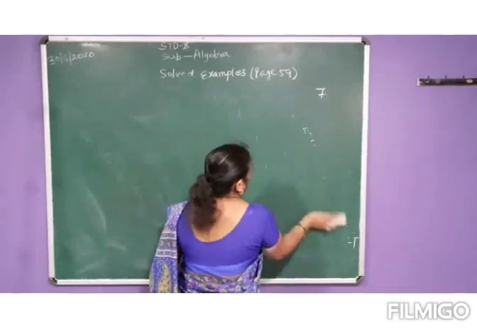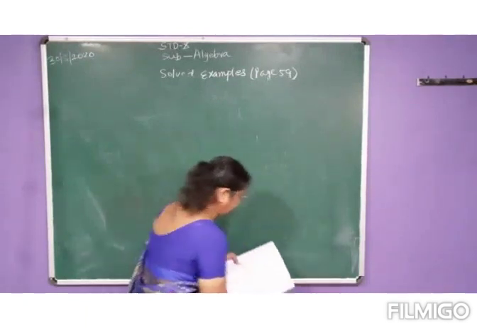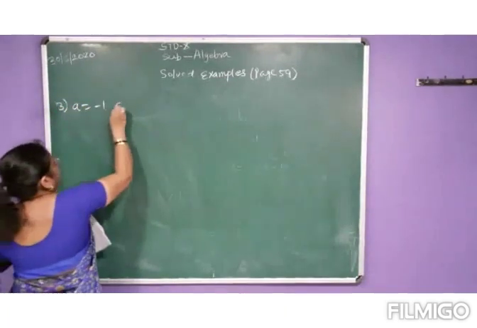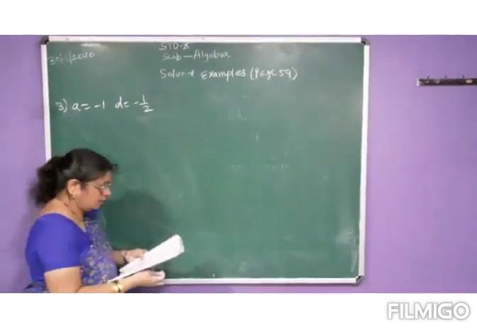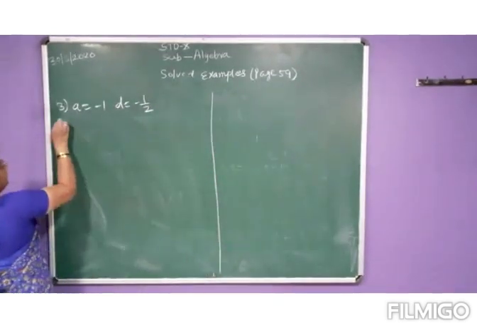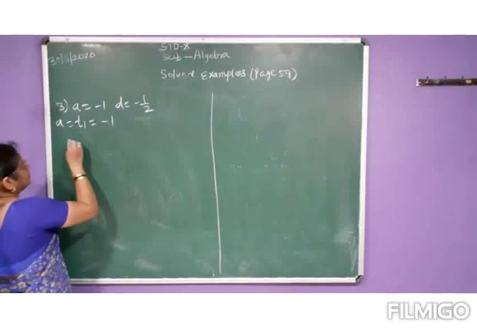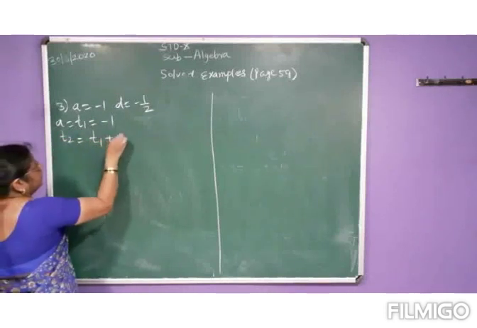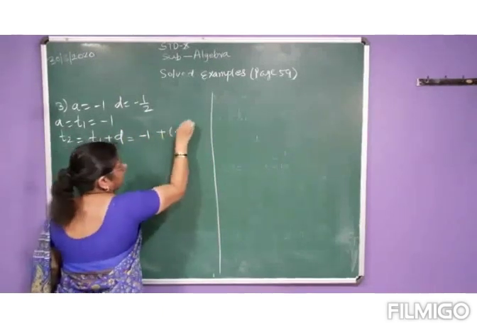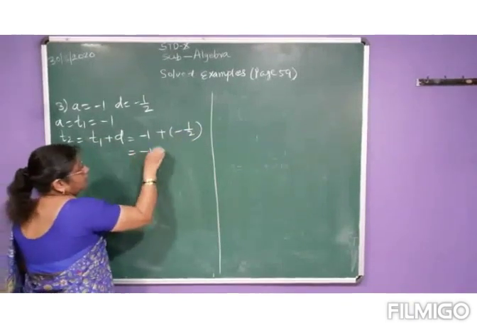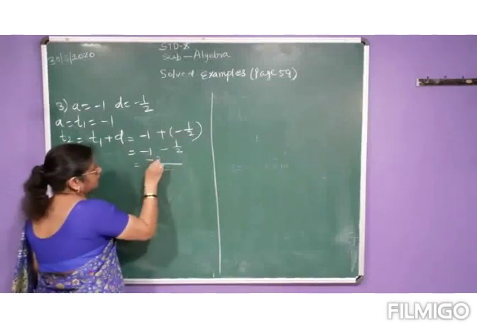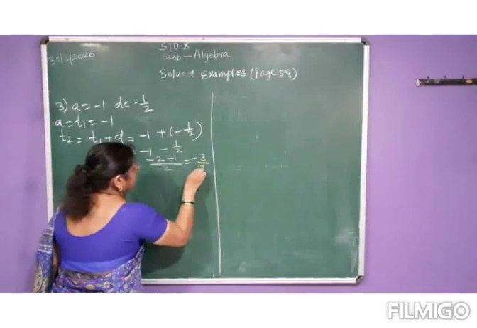Only in this case, be careful when you are adding the fractions and all like that, as I told you. So third one, A is equal to minus 1 and D is equal to minus half. Now if such type of sum is there, then how to do? Now A, T1 is minus 1. So T2 we need to find out, T1 plus D. Now T1 is minus 1 and D is plus minus half. Now plus minus minus, so half. Now here denominator is 2. So minus 2 minus 1. So minus 3 upon 2.